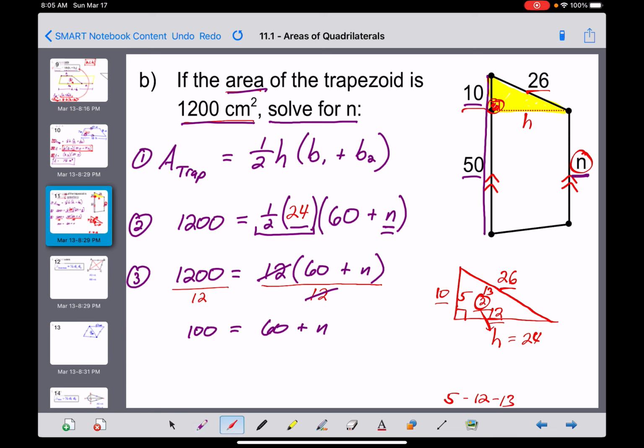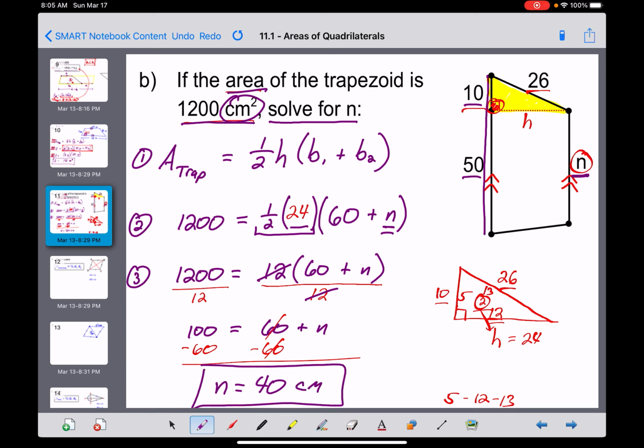And all we need to do to get n by itself now is subtract 60 from both sides. Those cancel, and we should have our answer now of n equals 40. Wait a minute. I did give you units right here, square centimeters, so that means that every length here should have been measured in centimeters, and that's what we would come up with here for n.